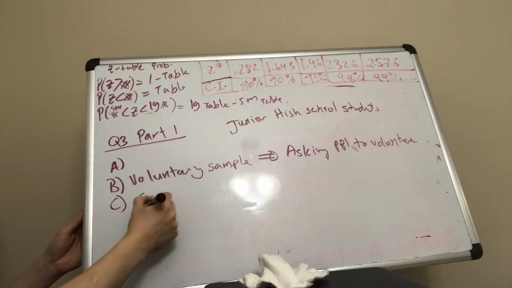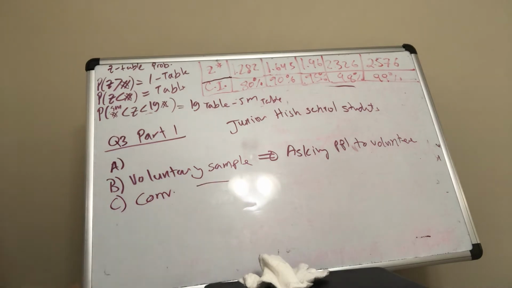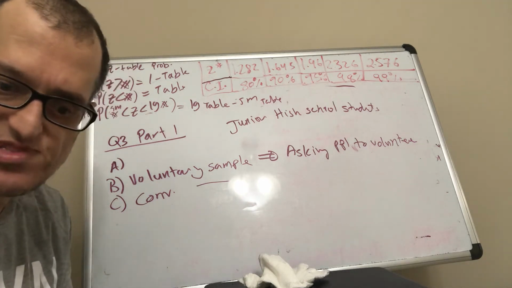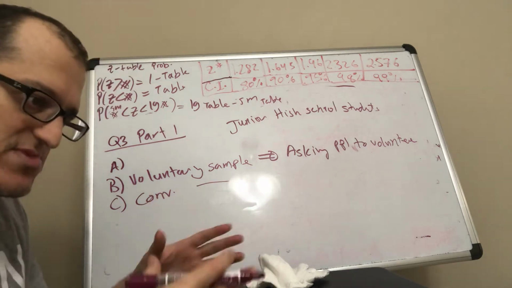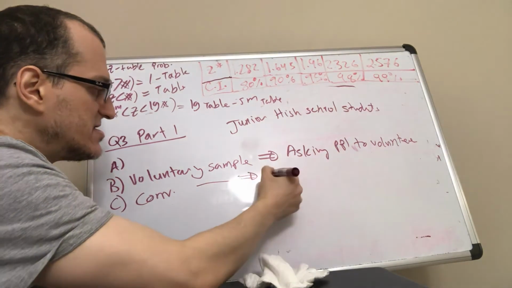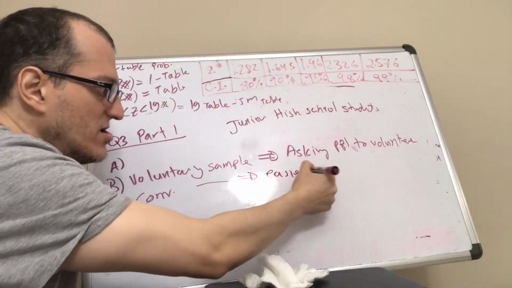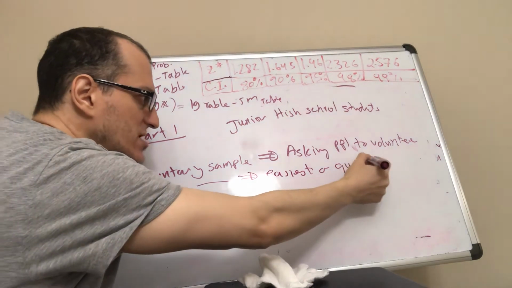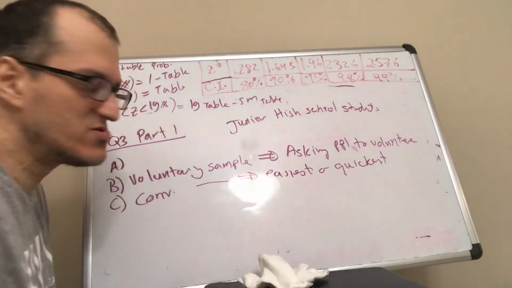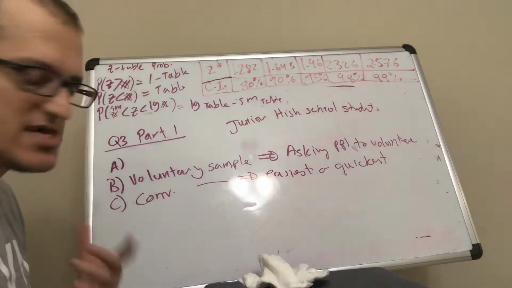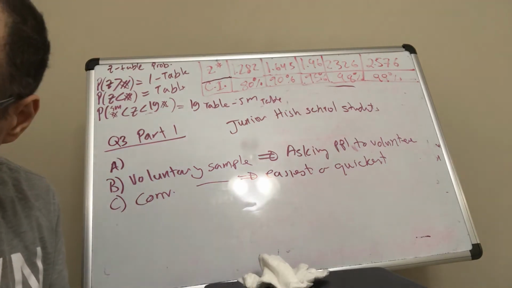Convenience sampling is, instead of doing this ad, you decide, well, why don't I just go to my building and ask all the students or junior high school students who live in the same building or live in the same area. So you want to do it the easiest way or quickest way. You don't want to spend time or effort. In this case, we call it convenience.